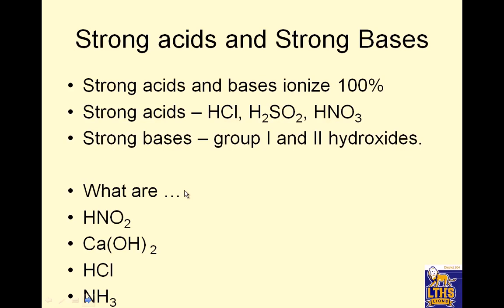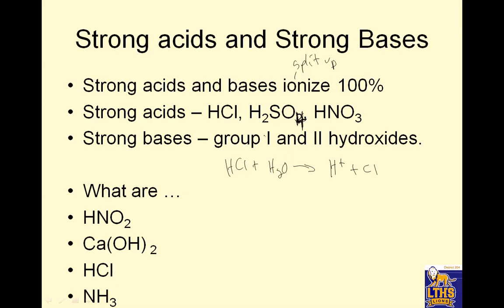Strong acids and strong bases. Strong acids and bases ionize 100%. Ionize means split up. So your strong acids are HCl, H2SO4, and HNO3. What this means is if I add HCl plus H2O, what happens 100% of the time is I get H positive plus Cl negative, or H3O positive. Not a single one of them splits up. So if it's a strong acid or base, it splits up 100%. Like if Vince was asked out by a supermodel, it split up 100%.